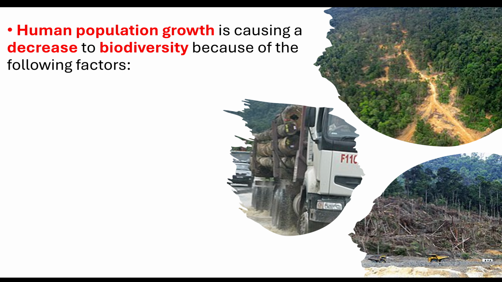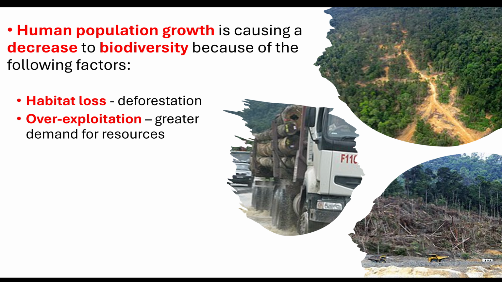Well, as the human population is growing, that is causing a decrease to the biodiversity, and it's causing this decrease because of a few factors. Now, this is where I'm going to take you back to module 4. So, habitat loss. We are causing deforestation. We are cutting down trees, which are therefore causing these habitats to be lost. That's going to affect the biodiversity within these ecosystems.